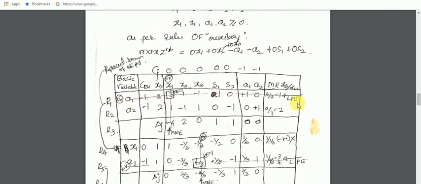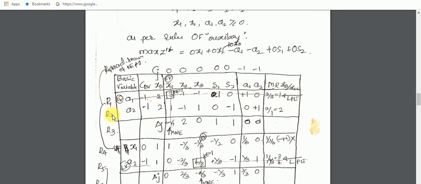So x1 will be entering and a1 will be leaving in the second iteration. Now the intersection of these two is equal to 3. That is called the key element. The key element should always be equal to 1. If it is not equal to 1, we convert it into 1 by dividing the whole row by 3, from xB to a2. We should not consider the coefficient of the basic variable.